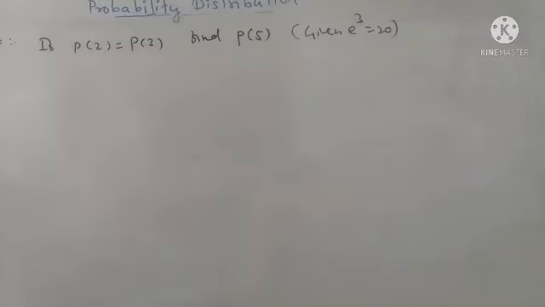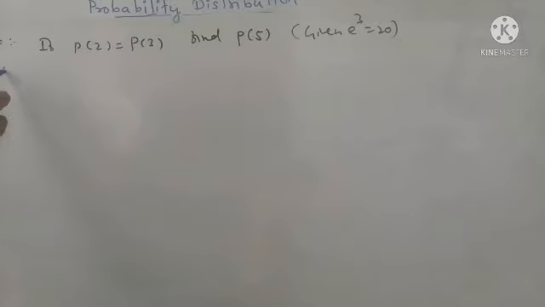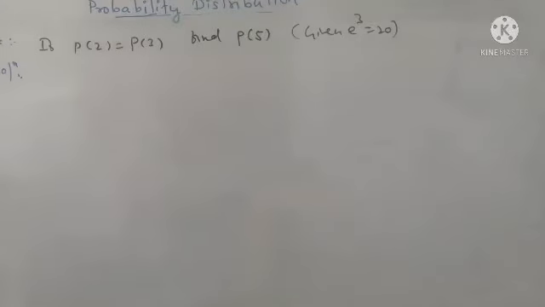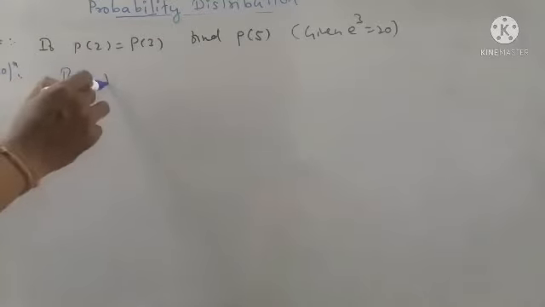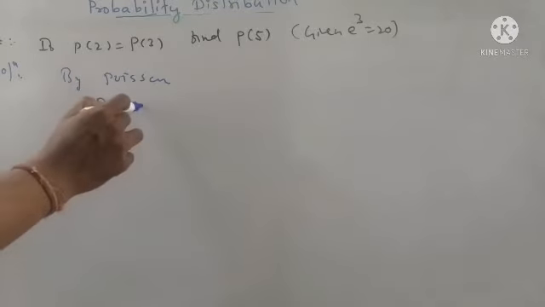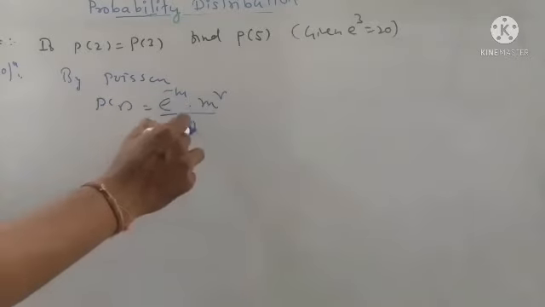If P(2) is equal to P(3), find P(5). Given e raised to 3 is equal to 20. As this is a Poisson distribution and we have to find P(5), where r is equal to 5, we need to evaluate the value of m. We are given P(2) is equal to P(3), and by Poisson distribution we know P(r) is equal to e raised to minus m into m raised to r divided by r factorial.